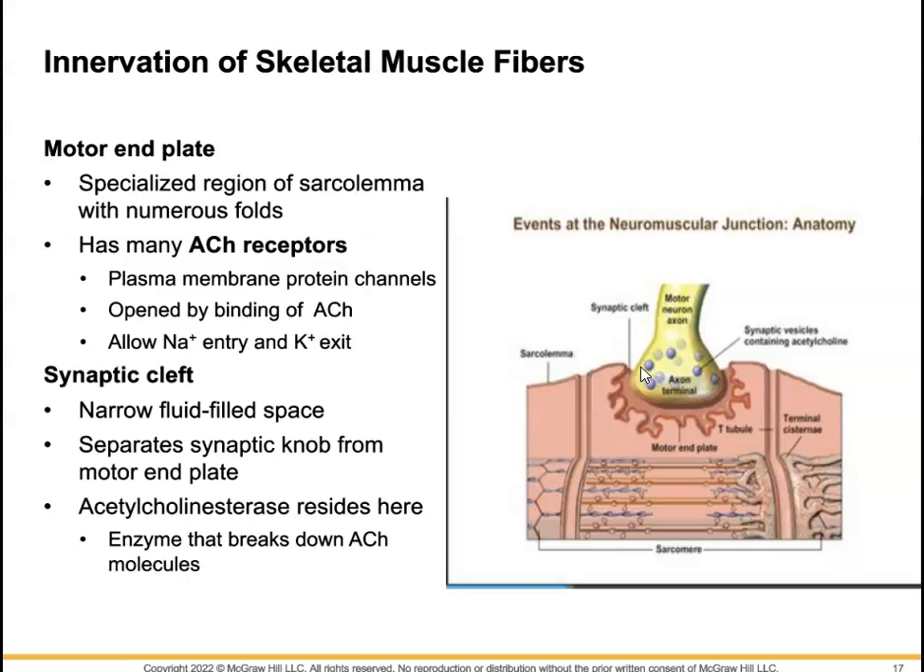The synaptic cleft is that fluid-filled space between the synaptic knob and the motor end plate of the muscle cell. In that fluid, there's a lot of an enzyme called acetylcholine esterase. Now, look at this word, acetylcholine esterase. ACE tells you it's an enzyme. The substrate is acetylcholine. So it's the enzyme that breaks down acetylcholine.